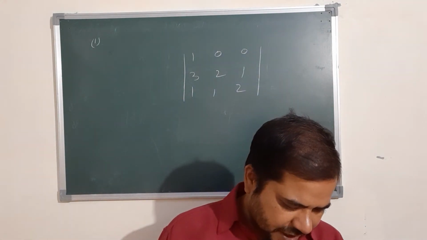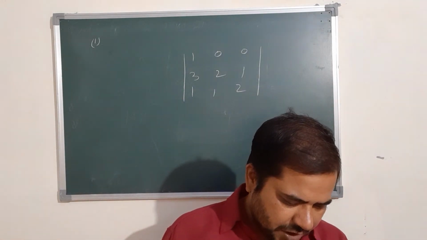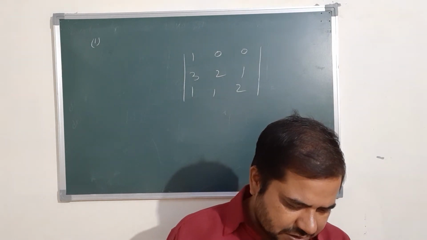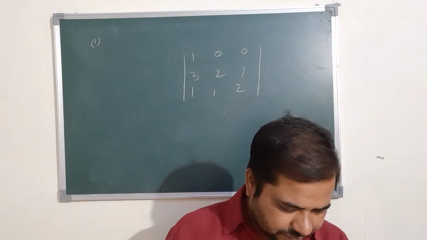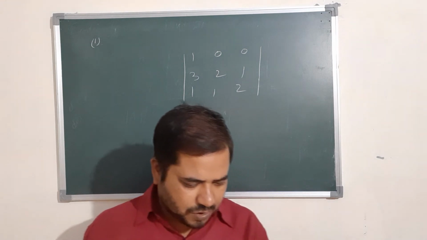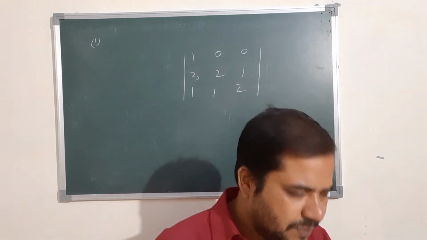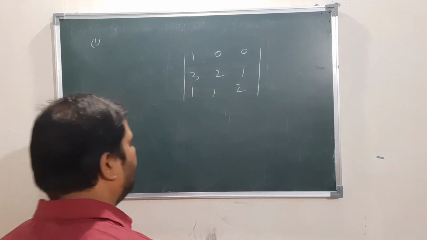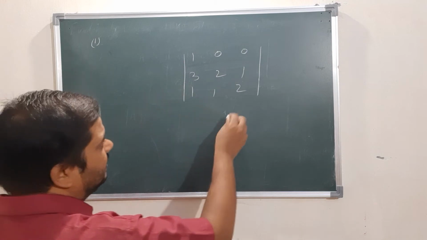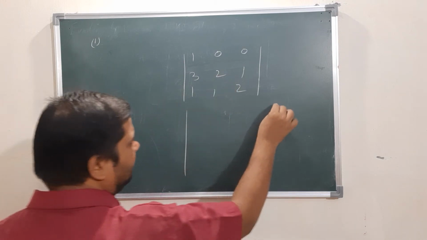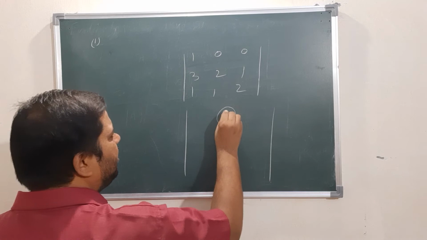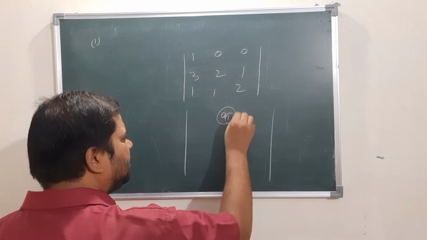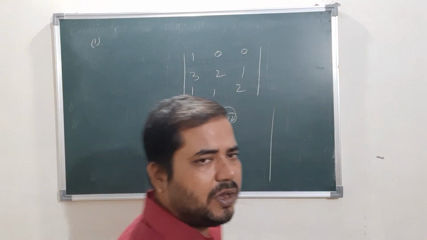Next one, instead of multiplying by minus 1 to the power i plus j, we just take plus 1 or minus 1 as i plus j is even or odd. Whenever you expand, then you have to see the sign. Here the element A12. So see, 1 plus 2 is either even or odd.